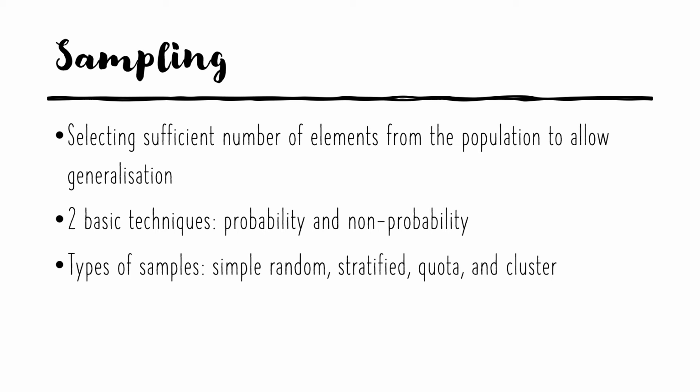There are 2 basic sampling techniques, probability and non-probability sampling. A probability sample is one in which every member of the population has a known or a non-zero probability of selection. If the sample is selected on the basis of personal judgment, then it is a non-probability sample. In actual fact, the sampling decision is not a simple choice between the methods I have mentioned. Several types of samples may be drawn, for example, simple random samples, stratified samples, quota samples, and cluster samples.